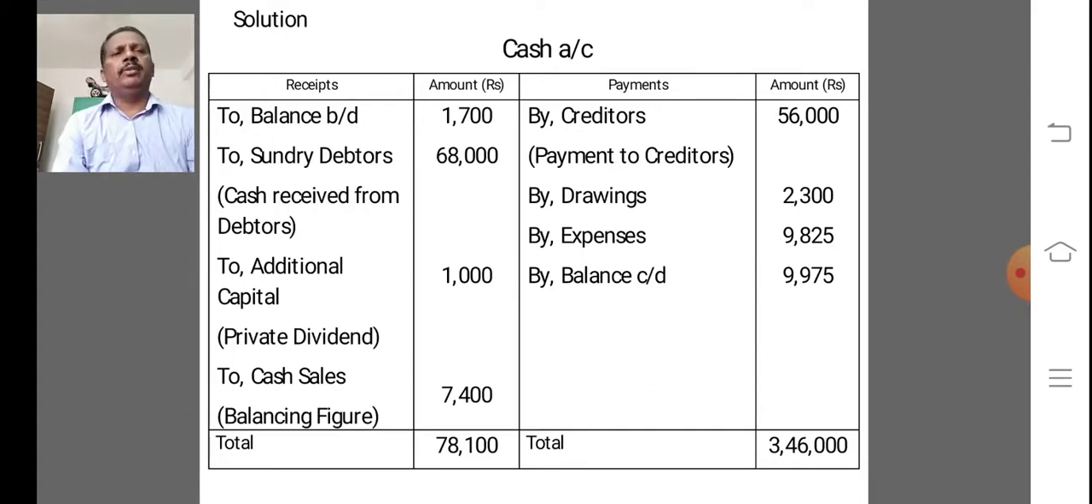And payment side, creditors, that is payment to creditors 56,000. Drawings 2,300. Expenses 9,825. Closing balance by balance carry down 9,975. What is the credit side total? 3,46,000.